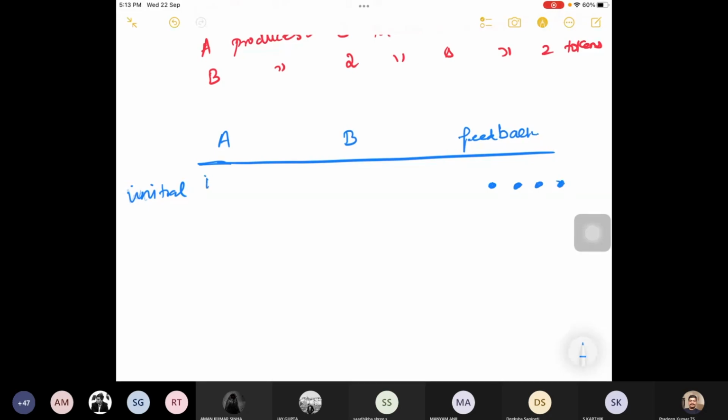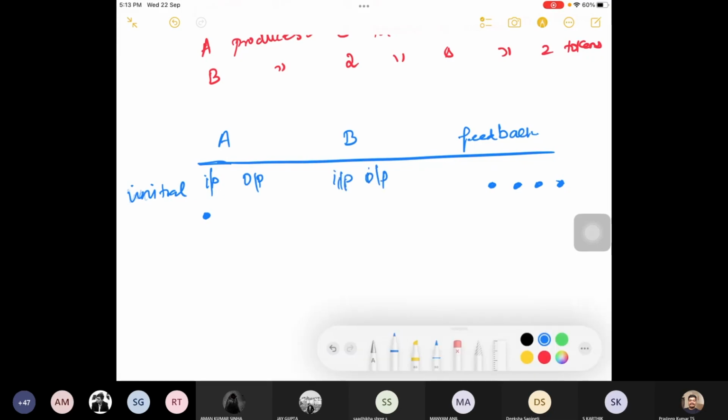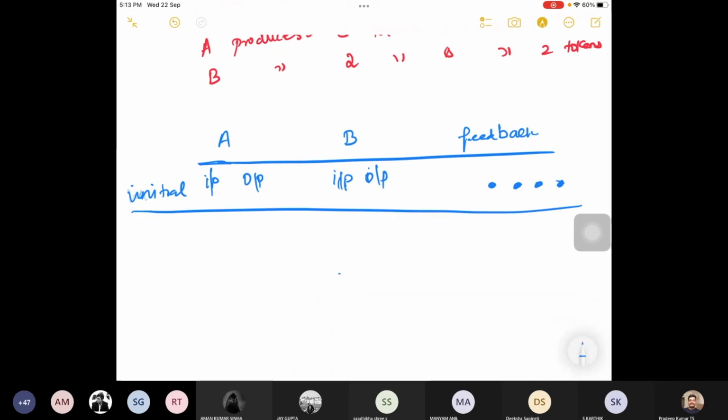A has input 0 initially, then output, and then the input for B and output for B. So no token initially. This is the first one. Then iteration number 1: input 3 tokens, 1, 2, 3, so output also 3 tokens. For B, null here. In the buffer there will be only 1 token because the other tokens are consumed.